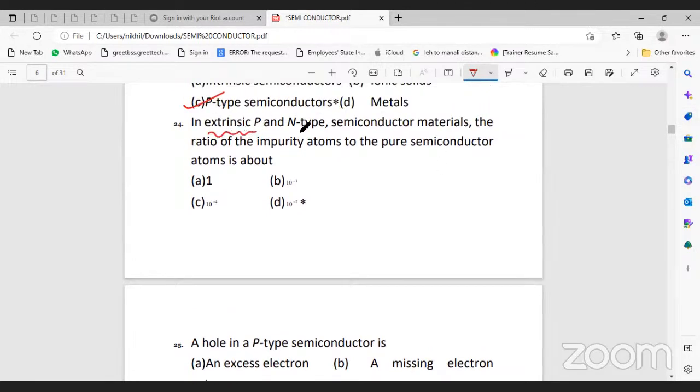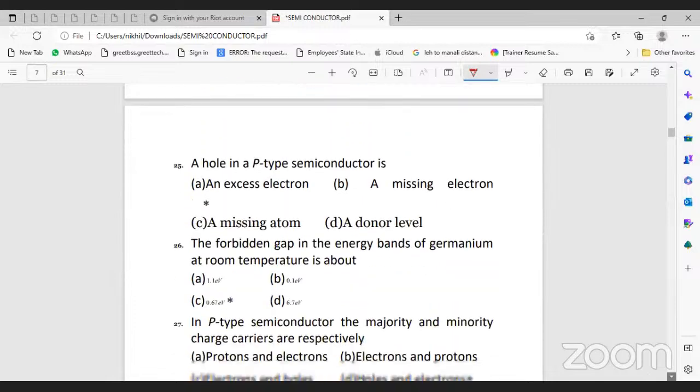In the extrinsic P and N-type semiconductor, what is the ratio of the impurity atoms to the pure semiconductor? Please remember, it is of the order of 10 power minus 7 roughly. 10 power minus 7 is the order of the extrinsic to intrinsic ratio, for both P-type and N-type. Remember these values.